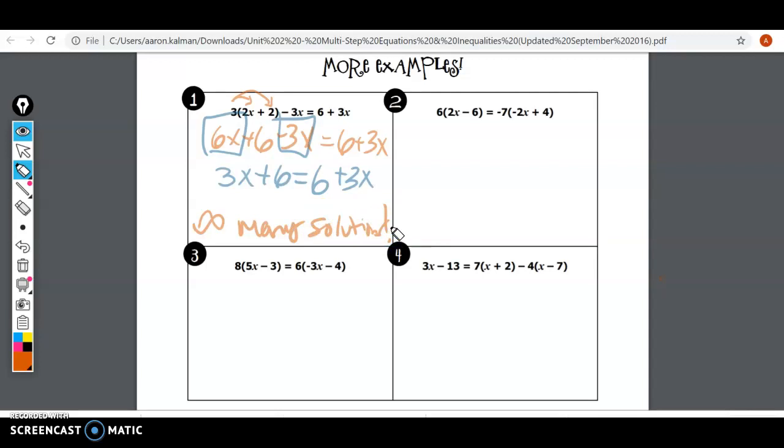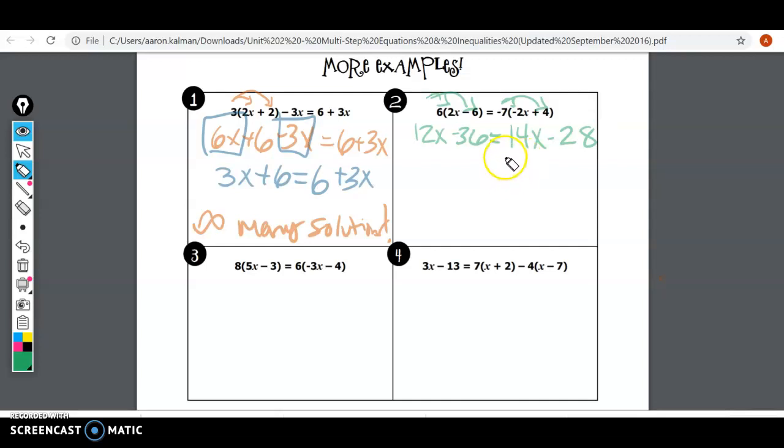Let's do another one. Let's do number 2. Number 2, let's start off by distributing not only on the left side, we can distribute on this right side as well. We're left with 12x minus 36 equals -7 times -2x is a positive 14x, and we have a minus 28 here.